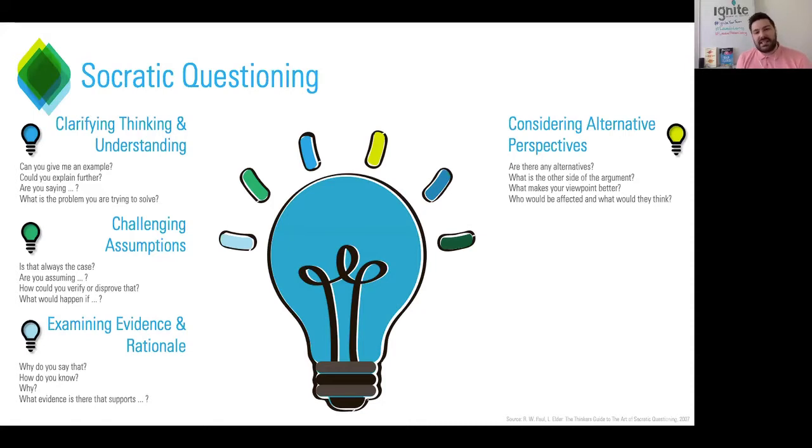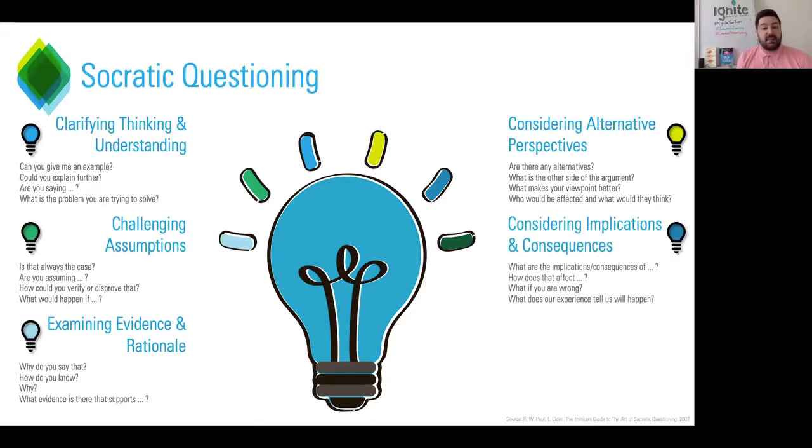And then always a nice thing is who would be affected and what would they think? Because again, you're changing your perspective. So we might make this judgment now, we might come up with this solution, but what are the impacts on other people down the line? What would they say? What would they do? Can that change the way in which we approach this problem? Or is that just the way it needs to be?